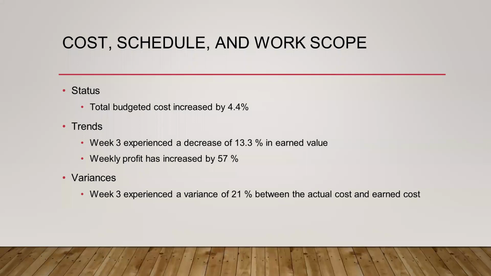So for our status, our total budgeted costs, as Kamari said, increased by 4.4%. Our trends, we started seeing trends on a weekly basis. So basically our weekly profit increased by 57%. And by week 3, we experienced a decrease of 13.3% in earned value. And for our variance, also by week 3, we experienced a variance of 21% between the actual cost and our earned costs.